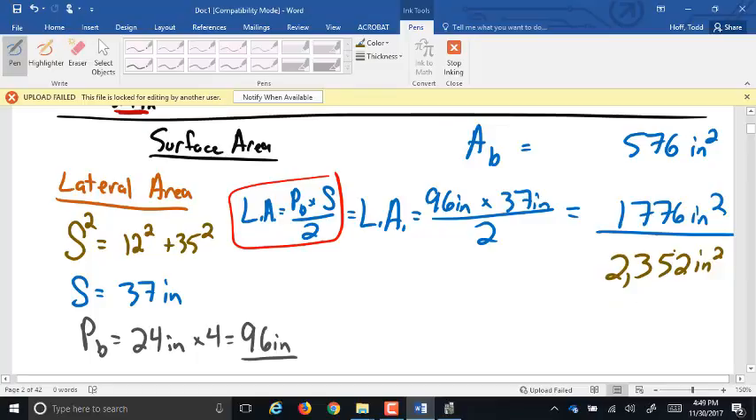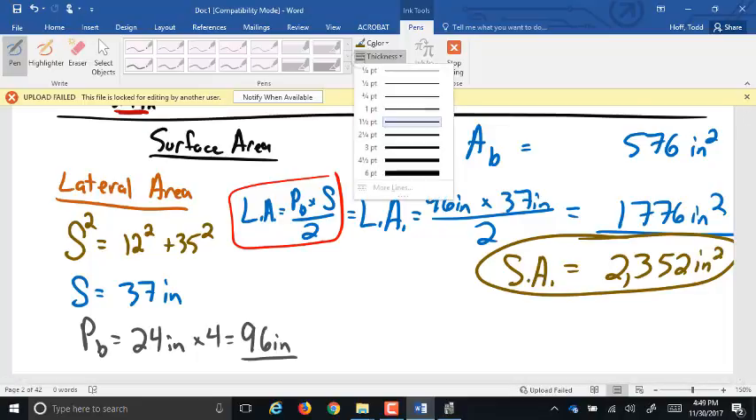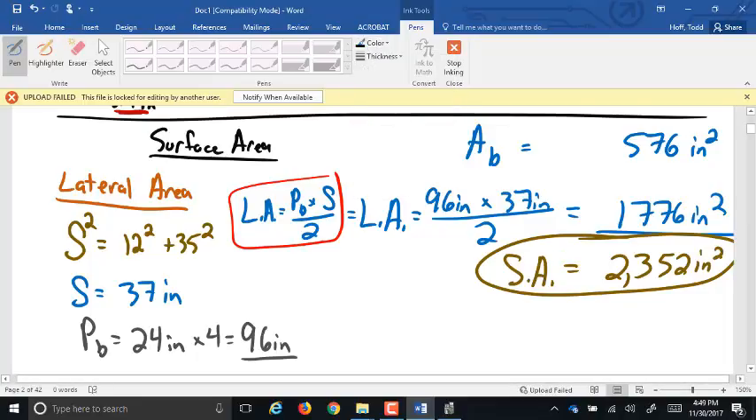Which gives us 2,352 as our total surface area. Questions?